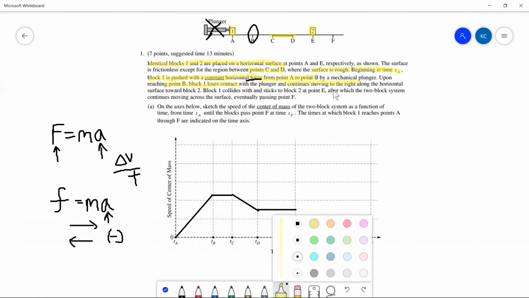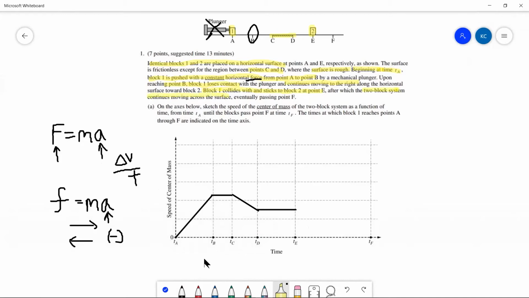The last part of the problem says that at point E, block 1 collides and sticks to block 2. Then the two-block system continues moving across the surface. After reading this, you might recognize that it's an inelastic collision.